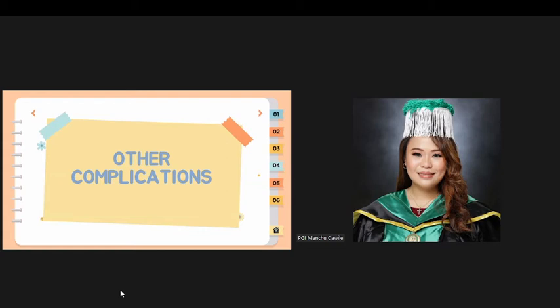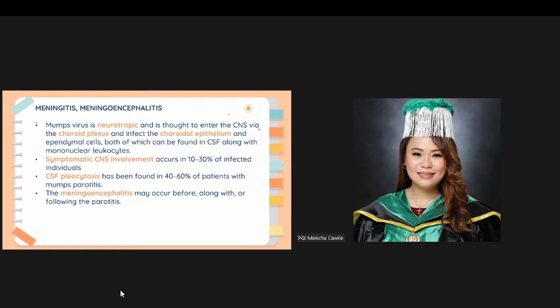Now, for the other complications, this includes meningitis and meningoencephalitis. Mumps virus is neurotropic and is thought to enter the CNS via the choroid plexus and then infect the choroidal epithelium and ependymal cells, both of which can be found in CSF along with mononuclear leukocytes. Symptomatic CNS involvement would occur in 10 to 30% of patients, and CSF pleocytosis has been found in 40 to 60% of patients with mumps parotitis.